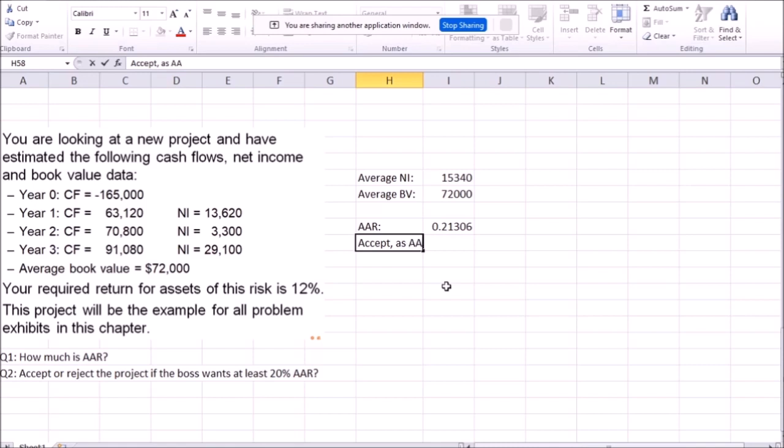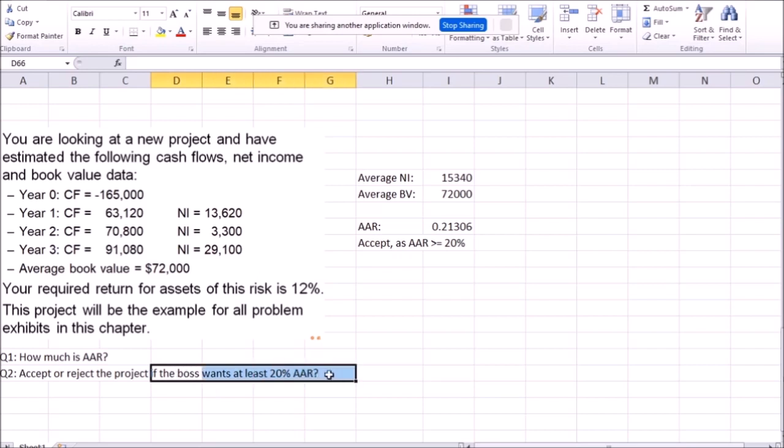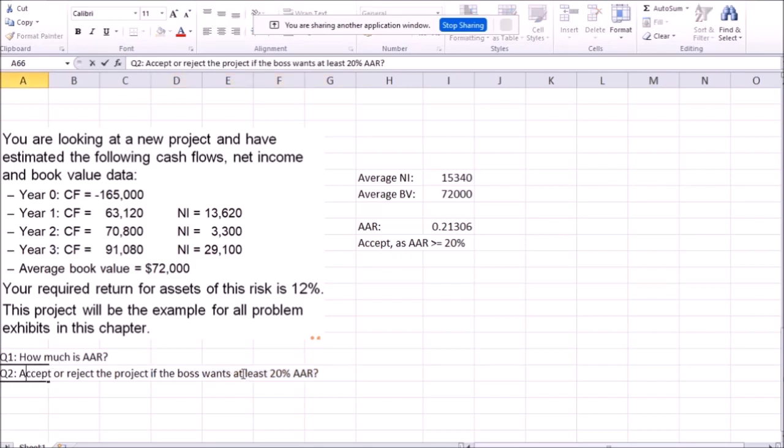so we accept, as average accounting return is greater than 20%. Okay. Actually, based on this question, at least 20%, it means greater or more. So it depends on the question. Maybe the boss wants at least 20%, or maybe the boss wants greater than 20%. If greater than 20%, let me rephrase it so that we all are on the same page. If it says over 20, then the explanation here is like that.